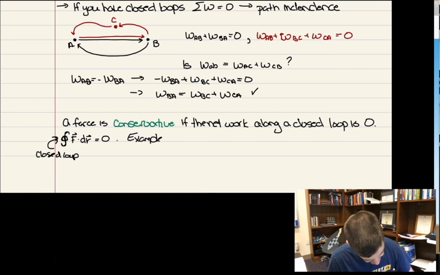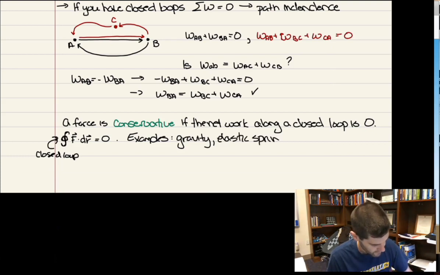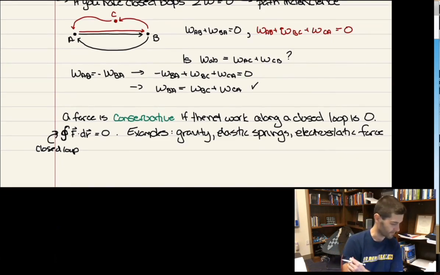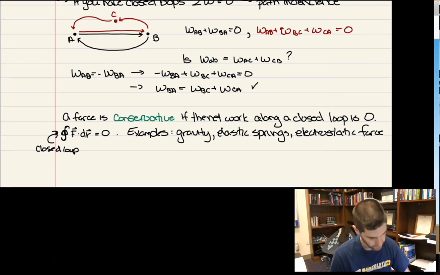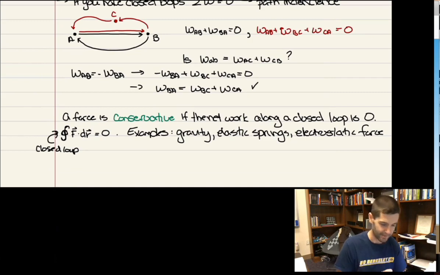Examples of conservative forces: gravity, elastic springs, the electrostatic force, which will be the first thing you learn in Physics 3, are all examples of forces that have this conservative property. Whatever it takes away along part of the path, it can give back if you end up back where you started.